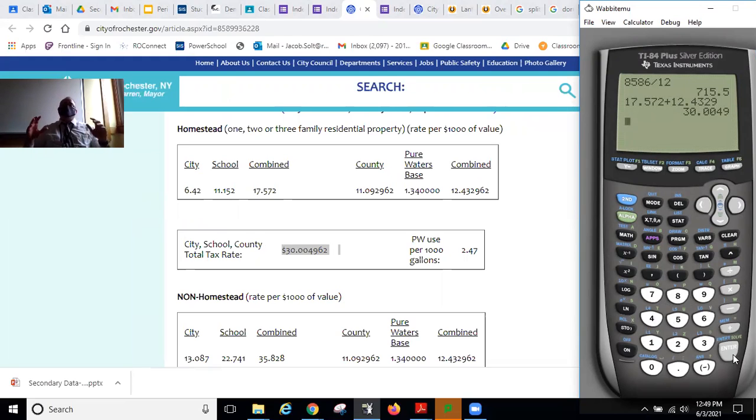So if you had a $1,000 house, never going to happen, but if you had a $1,000 house, you would get charged a total property tax bill of $30. If your house was $10,000, your property tax bill will be $300. If your house now is $100,000, now this is very reasonable. $100,000 in a house in the city, that's a pretty nice house. You'll get charged $3,000 for taxes per year. That's not bad.